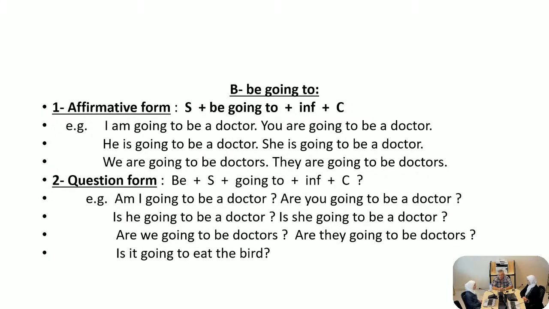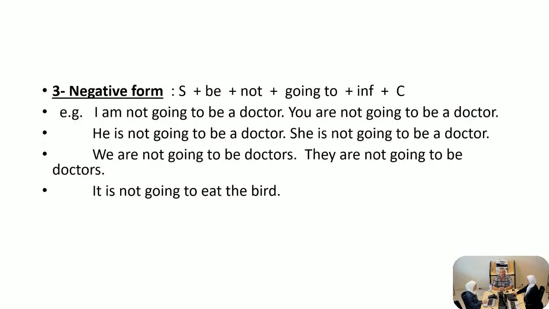In the question form, we use be, subject, going to, infinitive, and the complement. Am I going to be a doctor? Are you going to be a doctor? Is he going to be a doctor? Is she going to be a doctor? Are we going to be doctors? Are they going to be doctors? Is it going to eat the bird? The negative form is the same way. We put not after verb to be.